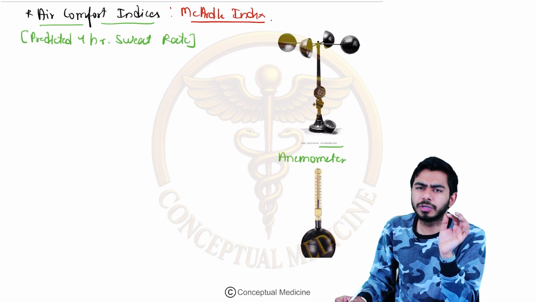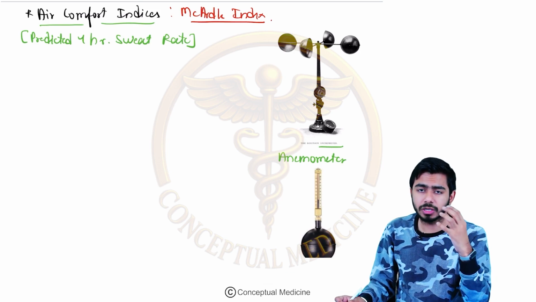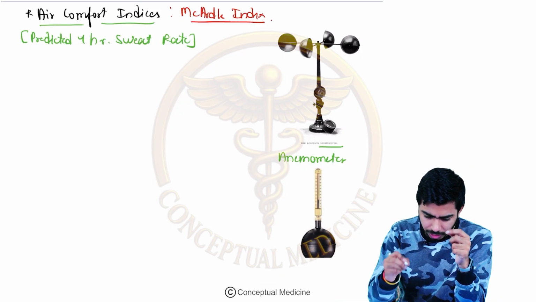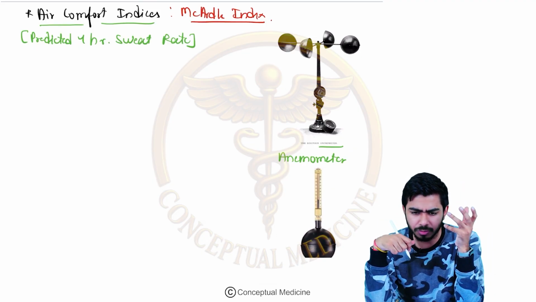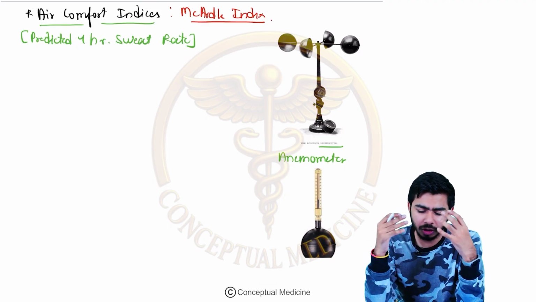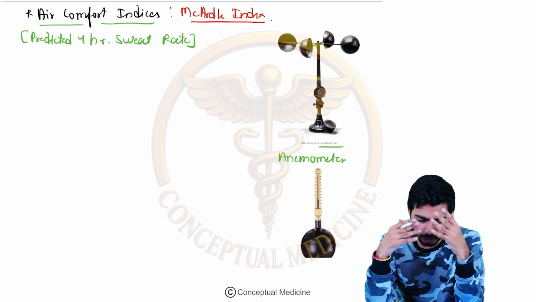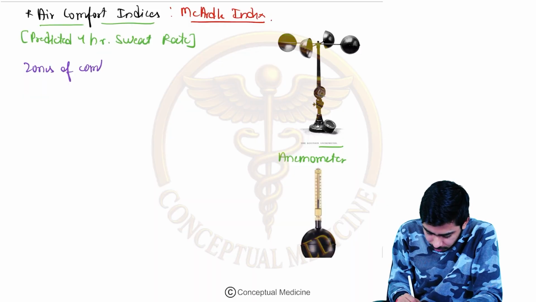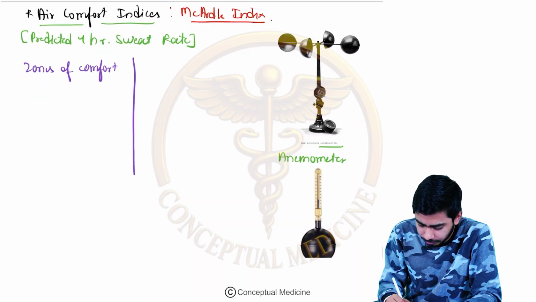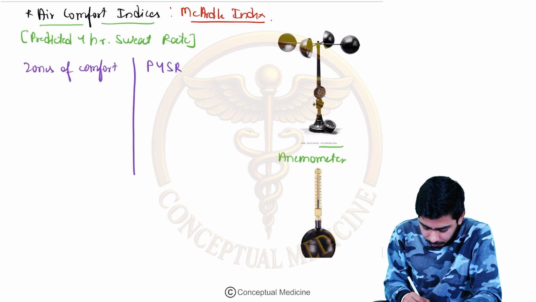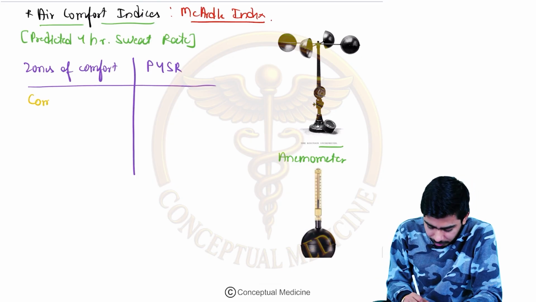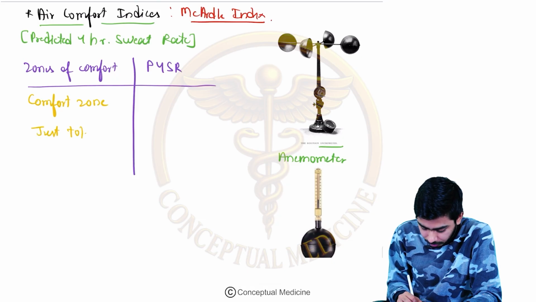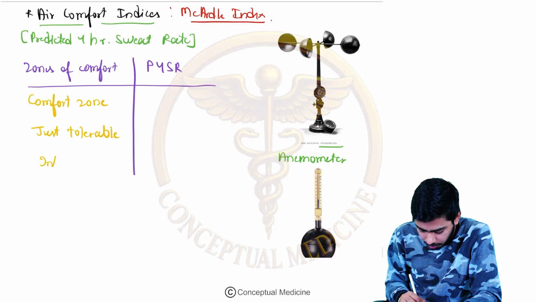Now you will understand better what I'm talking about. The predicted 4-hour sweat rate: the sweat rate is basically the sweat which is coming out from the body. It is calculated by the McArdle index. They usually ask what the comfort zone is, what the tolerable zone is, or what the intolerable zone is for the human body. So on one side I'm writing zones of comfort, and on the other side the predicted 4-hour sweat rate, P4SR. There could be 3 categories: comfort, tolerable, and intolerable.